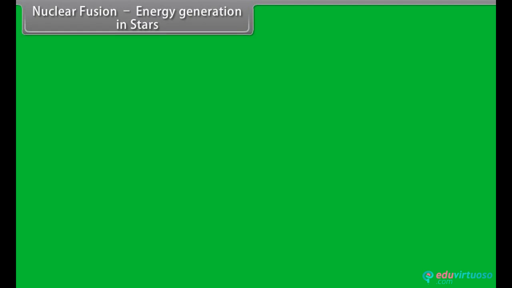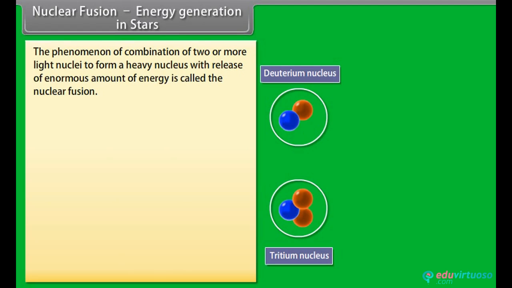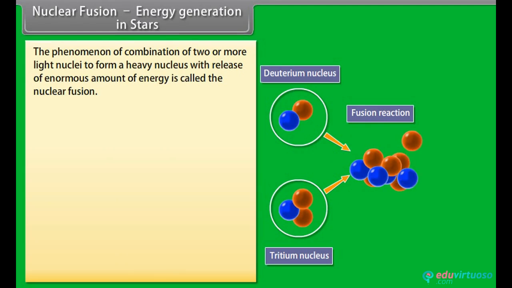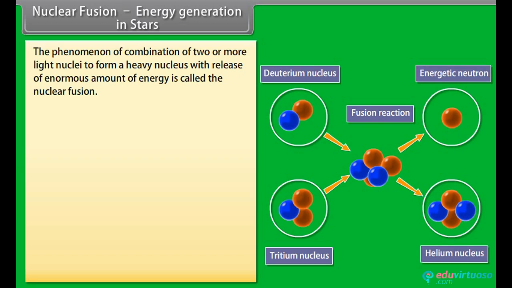Nuclear fusion, energy generation in stars. The phenomenon of combination of two or more light nuclei to form a heavy nucleus with release of enormous amount of energy is called nuclear fusion.